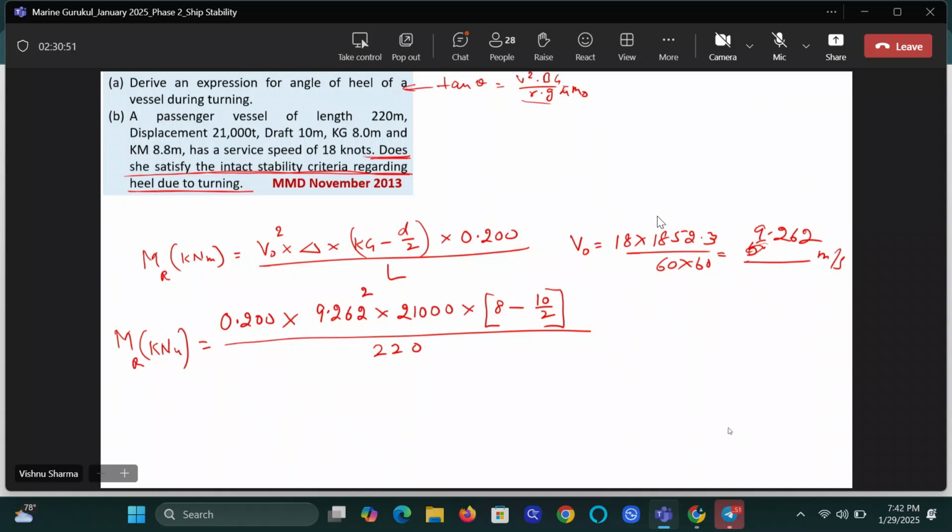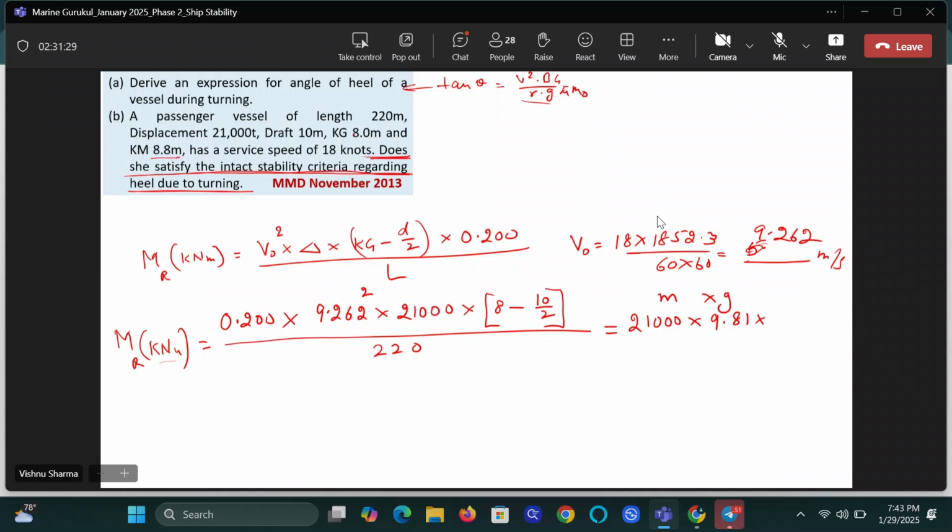Guys, when we are deriving the formula, the heeling moment has to be equal to the righting moment. And what is righting moment equal to? Displacement into GZ, sir. Displacement into GZ. And this time it is in kilonewton meter. So displacement will be in tons into acceleration due to gravity. So it will be 21,000 into 9.81 g into GM initial. What will be GM initial, guys?